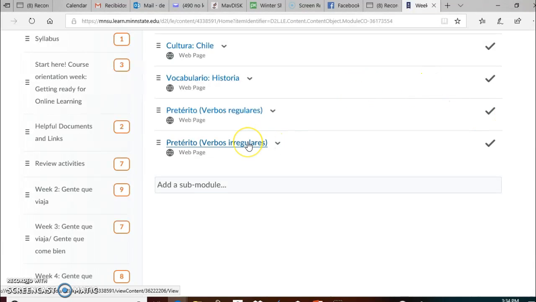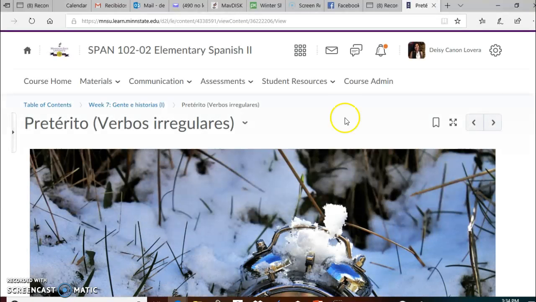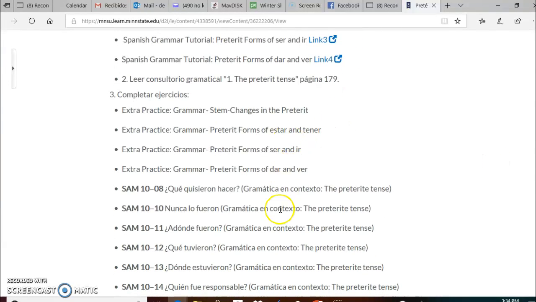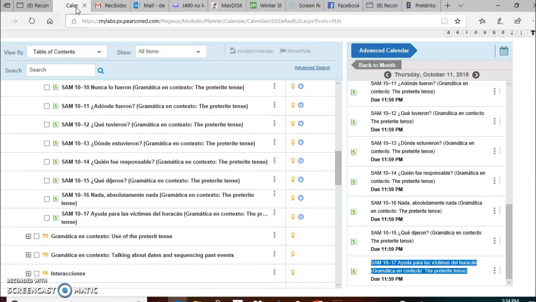So you go to pretérito, verbos irregulares, and you will see different activities and videos from My Spanish Lab that you will complete during this week. Most of them ask you to conjugate a specific irregular verb in the activities.